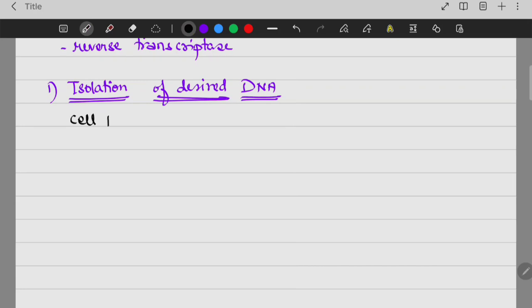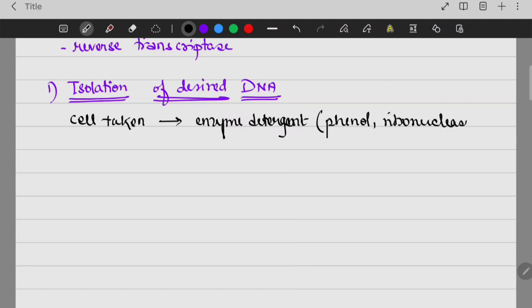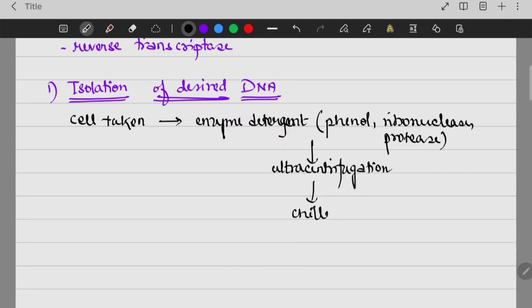That is the cell taking. After that, enzyme detergent used, action of the phenol, ribonuclease, and the protease is used. After that, ultracentrifugation, chilled ethanol, and finally DNA precipitated out.